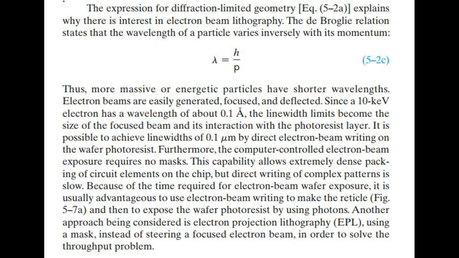The de Broglie relation states that the wavelength of a particle varies inversely with its momentum. Thus, more massive or energetic particles have shorter wavelengths. Electron beams are easily generated, focused, and deflected. Since a 10 kilo electron-volt electron has a wavelength of about 0.1 angstrom, the line width limits become the size of the focused beam and its interaction with the photoresist layer.